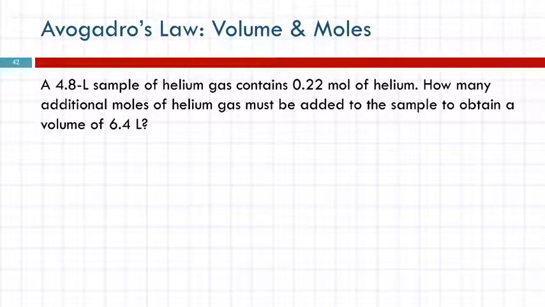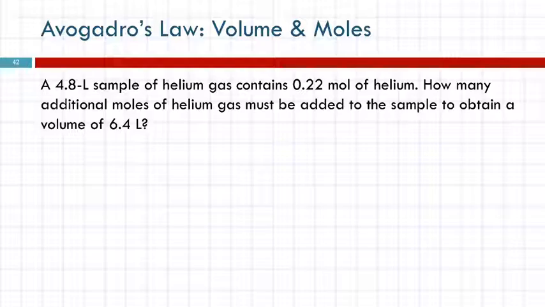So let's do a problem. A 4.8 liter sample of helium gas contains 0.22 moles of helium. How many additional moles of helium gas must be added to the sample to obtain a volume of 6.4 liters? These questions often get a little bit trickier because we're talking about adding gas. And so we have to be a little bit careful.